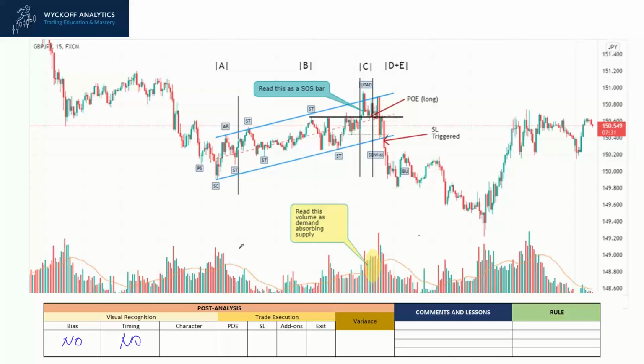Okay. The character, no, I don't think he got the character correct. We didn't get a continuation to the upside. The point of entry as a long. What do you think, Roman?